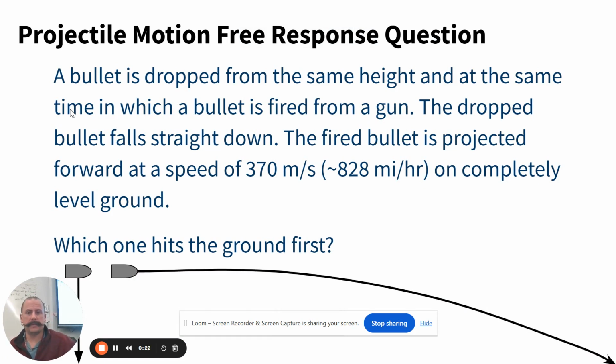So, free response question: you have a bullet being dropped from the same height at the same time in which a bullet is fired from a gun. The dropped bullet falls straight down, while the bullet fired is projected forward at a speed of 370 meters per second, which is about 828 miles per hour, on completely level ground. Which one hits the ground first? So they drop a bullet and then they fire a bullet.